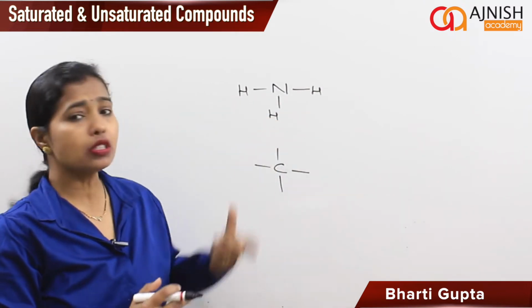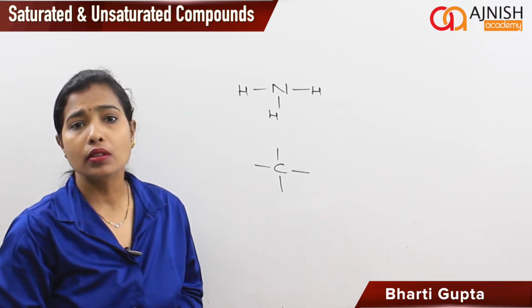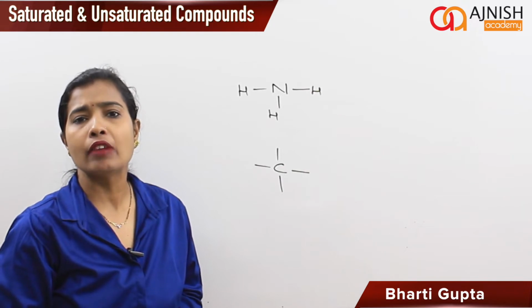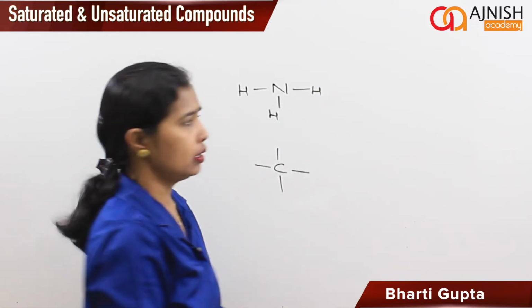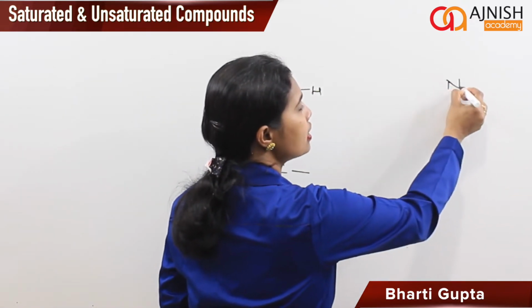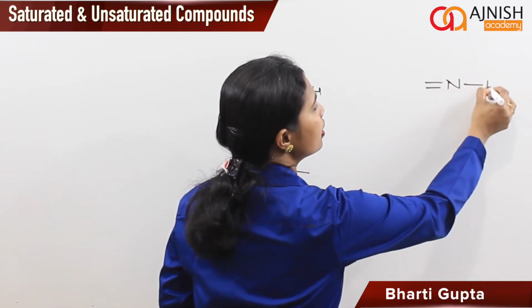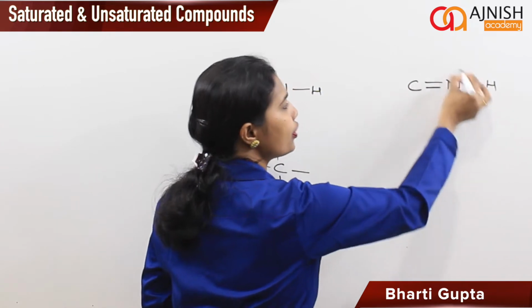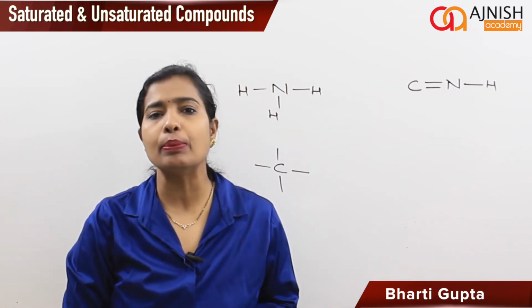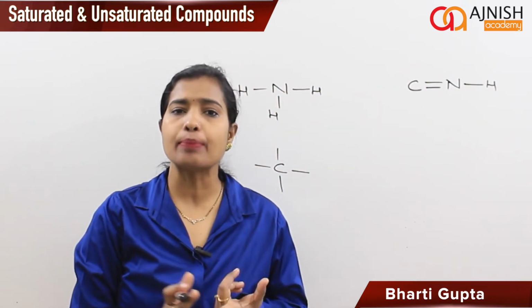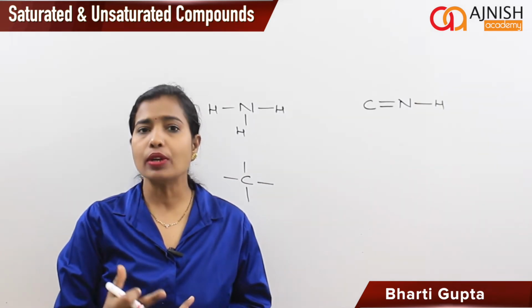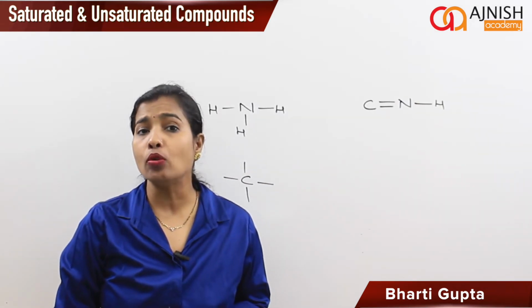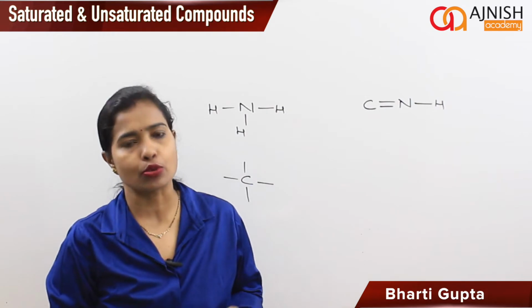But if nitrogen somewhere forms a double bond with any element, it will be called unsaturated. Suppose nitrogen has valency 3 and forms a double bond with carbon. So we say this is a carbon-nitrogen unsaturated bond. Saturation simply means there must be all sigma bonds. As soon as a pi bond appears, the compound becomes unsaturated.